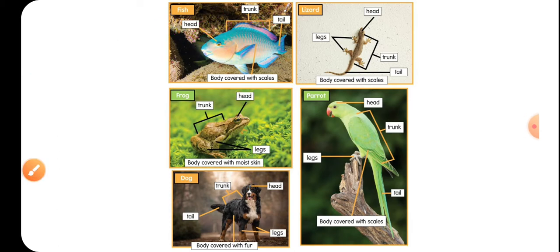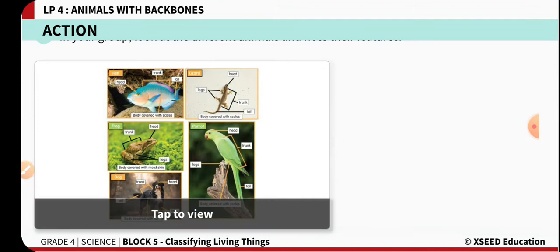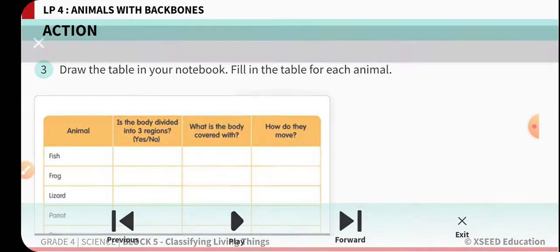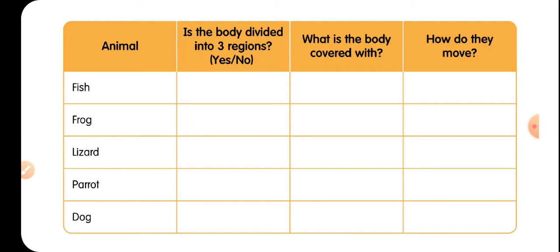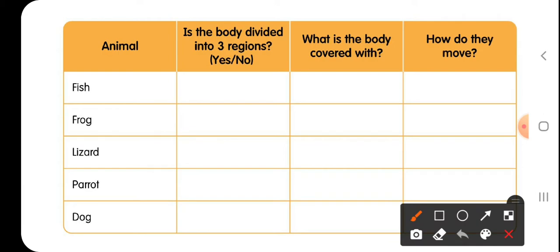So after observing this picture clearly, children, now draw a tabular column in your classworks like this on the white paper side immediately below the picture, and start completing this particular tabular column. Is the body divided into 3 regions in fish? Yes, it is divided. What is the body covered with? In case of your fish, the body is covered with scales. How do they move? They will swim with the help of fins and tail.